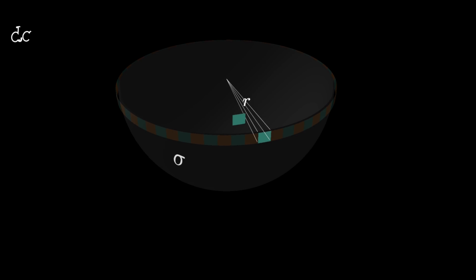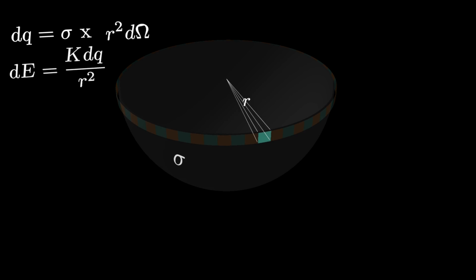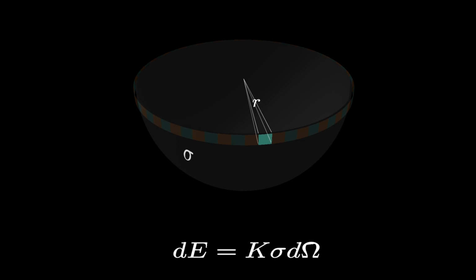So the total charge on this element would be sigma times its area. To find the area, we will use the solid angle subtended by this element at the center. Thus the area is r squared times d omega. So using Coulomb's law, when we plug in dq, we get a very surprising result. The field is constant. It does not depend on the distance between the element and that point P.